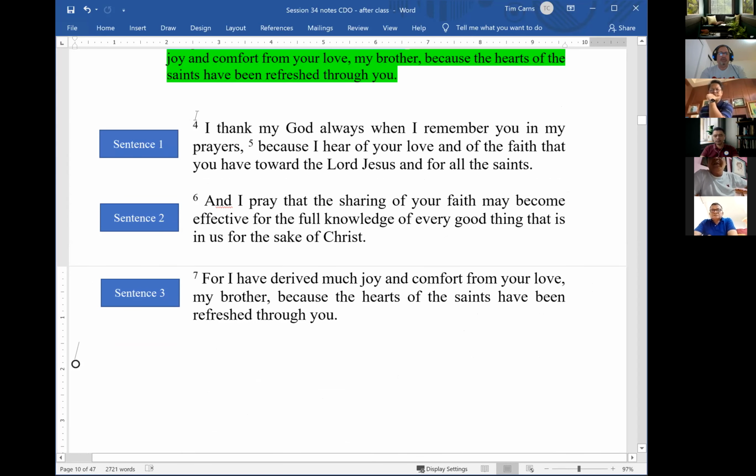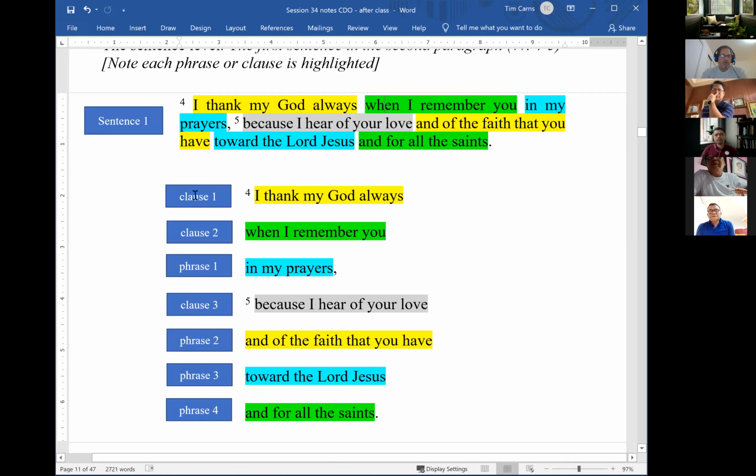Okay, and that's what I've done here, just to show you an example. This is the first sentence from Philemon, verses 4 to 7, and this sentence is verse 4 and verse 5. All I've done is highlight each phrase and or clause in a different color, just so you could see it. And notice in this particular sentence we have 3 clauses and 4 phrases.